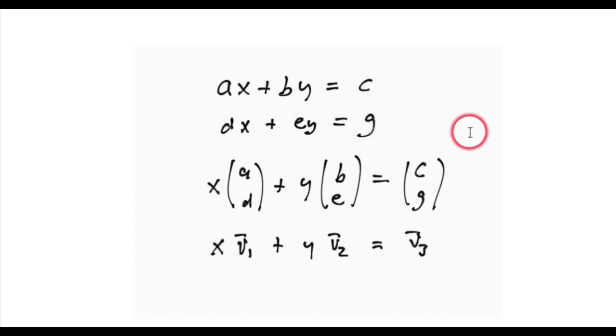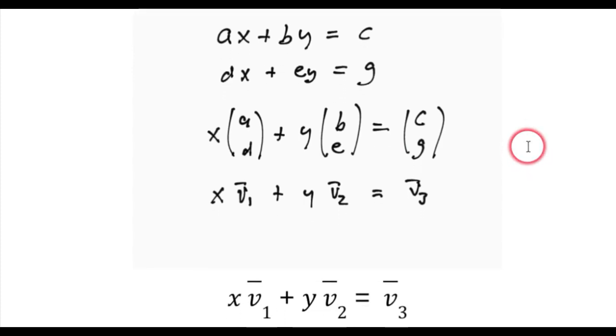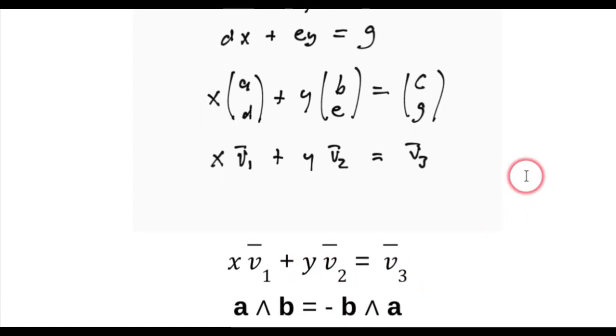Now we can write these like you would in linear algebra by saying x times this column vector (a, d) plus y times this column vector (b, e) equals these two constants (c, g). I'm going to write these as vector v1, vector v2, and vector v3. So I have an equation like this: x times v1 plus y times v2 equals v3. This is standard linear algebra stuff.